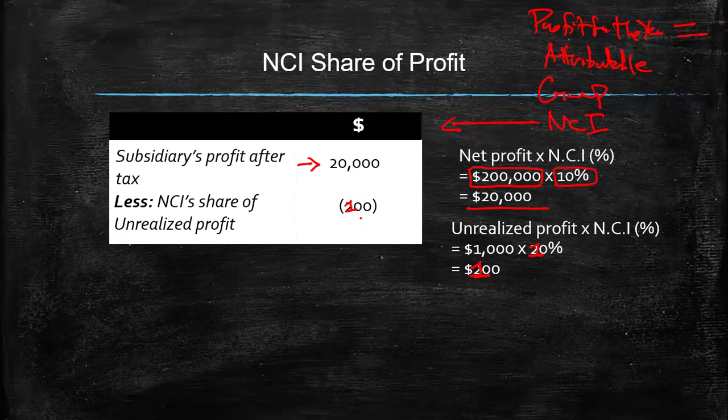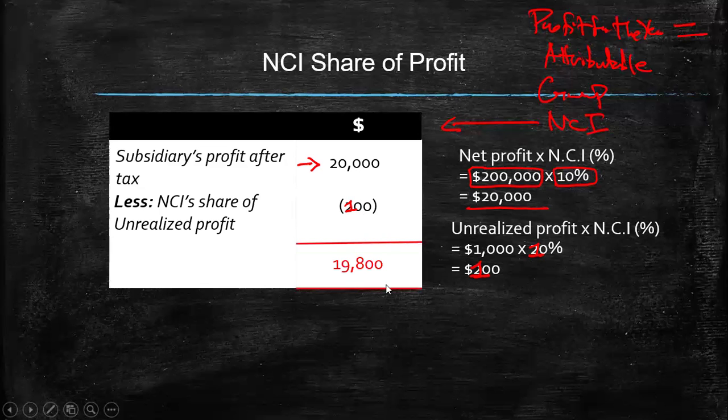So we will subtract the unrealized profit amount from 20,000 here, and that will give us NCI's share of profit for the year. And this is what we will show in the attributable section in the consolidated statement of profit and loss. So a little extra adjustment you'll have to make in the calculation of NCI's share of profit for the year.